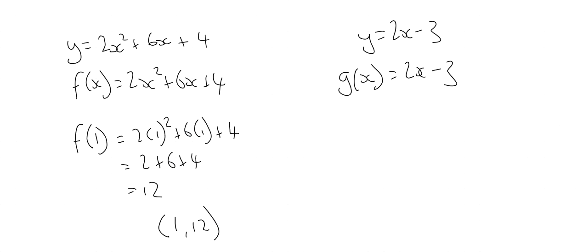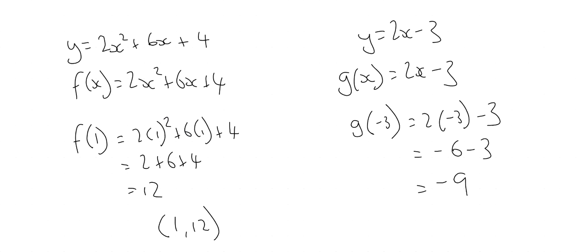If I asked for g of -3, I'm going to put in -3 instead of x. So this is going to be -6 minus 3, which is -9. So that means there is a point on this graph that is (-3, -9). You with me? All right, let's make it harder.